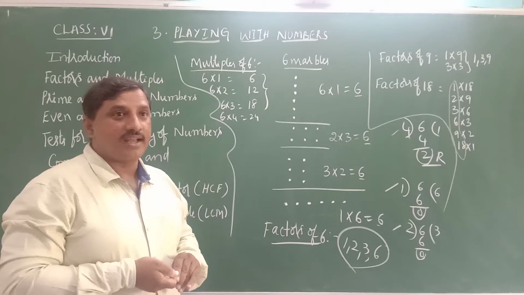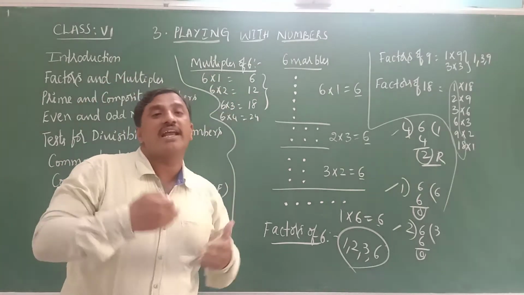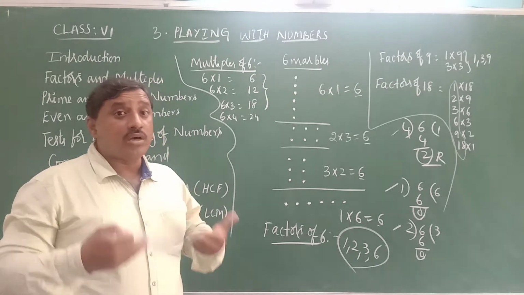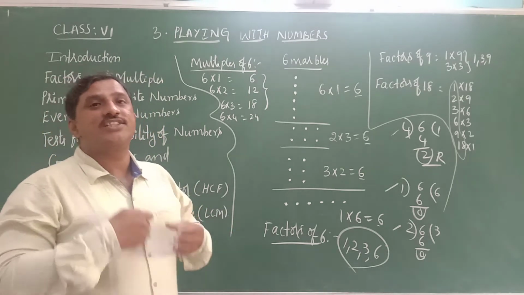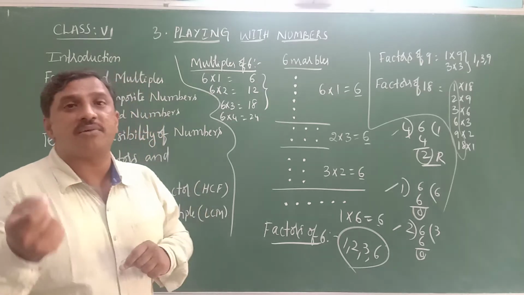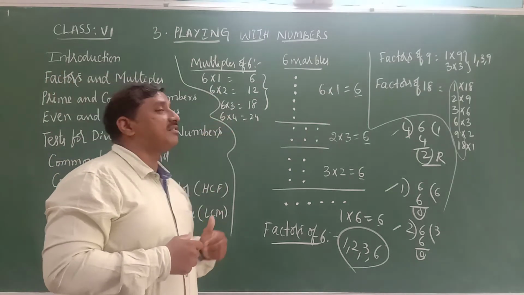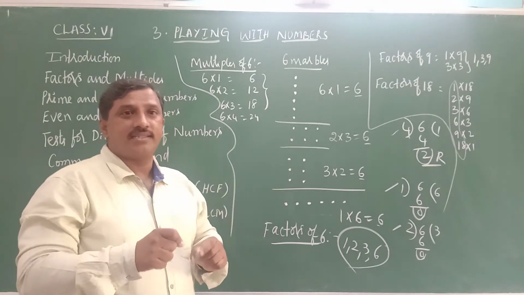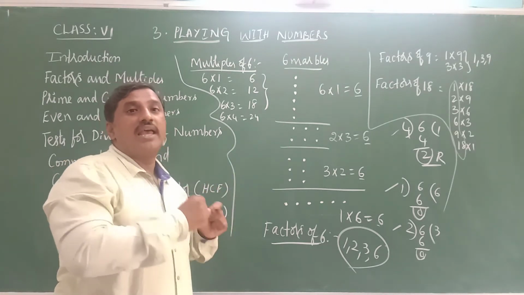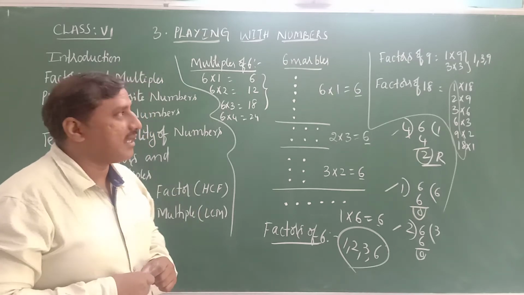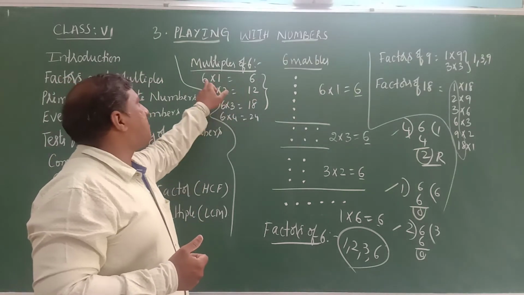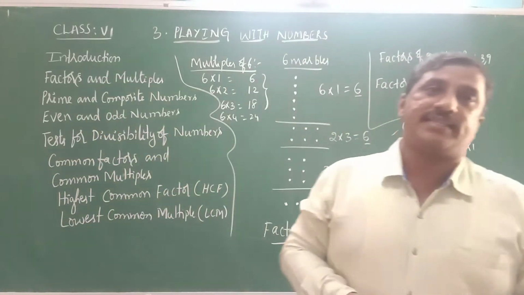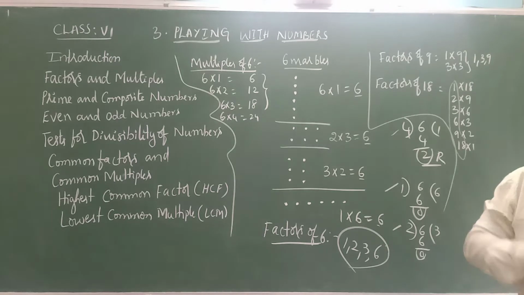How many multiples can we write for a given number? Countless, that is, unlimited. There is no limit. An infinite number of multiples can be written for a number. But factors are finite, that is limited. Multiples are infinite, that is unlimited. Also, 6 is a multiple of 6, that is, the number itself is a multiple of itself.